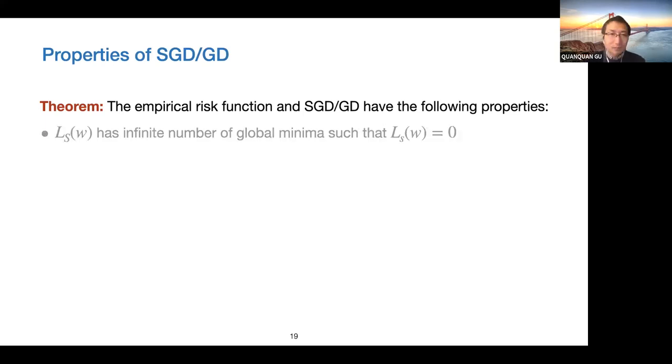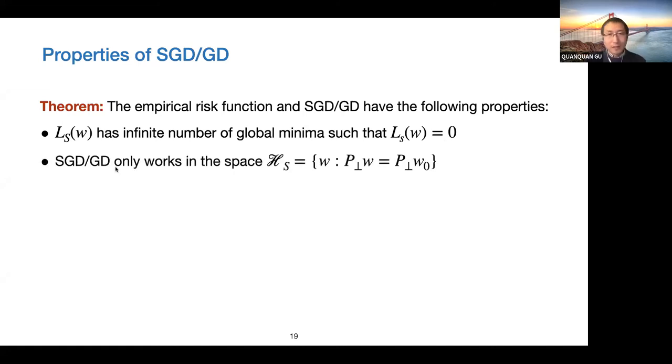So the first theorem is not a big deal. Basically it says this training loss has an infinite number of global minima, and the global minimum value equals zero. The second point is that both gradient descent and stochastic gradient descent will perform in the parameter space where W and the initialization W0 are the same in the complementary subspace of the column space of X. Okay, so this is also very simple to understand.